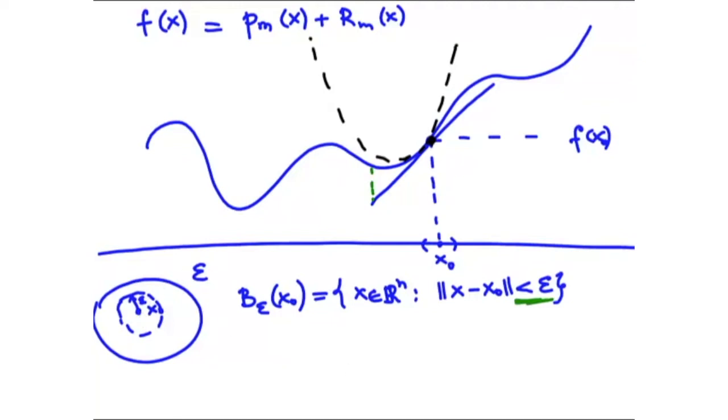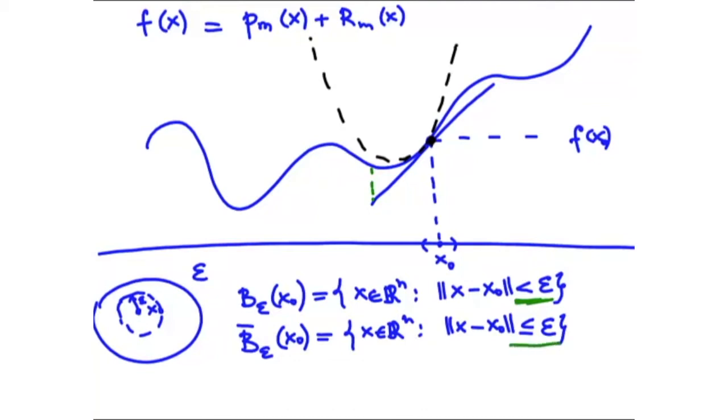And then we'll also have a closed epsilon ball around x0, which is the set of points in Rn such that the norm of x minus x0 is less than or equal to epsilon. In this case, we have less than or equal to, so the boundary is included. The points on the boundary are included in this closed epsilon ball. But now, let's continue talking about the approximation of the function.